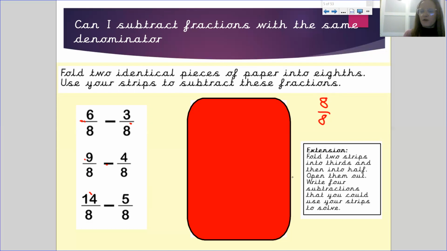Your extension could be the following. Fold 2 strips into thirds, so 2 other strips, and then into half. Open them out. Write 4 subtractions that you could use these strips for to help you solve them.